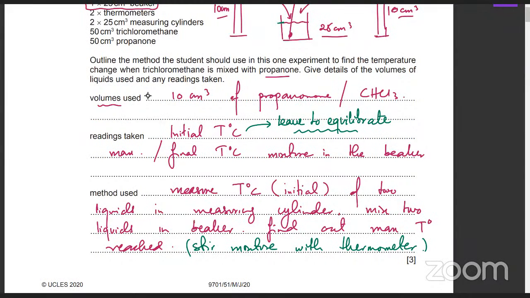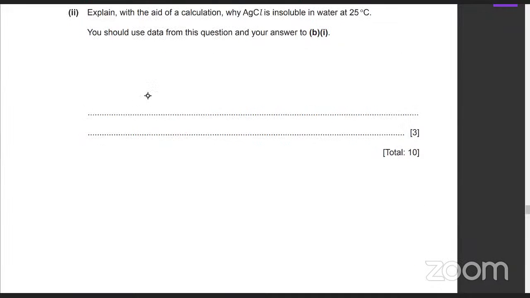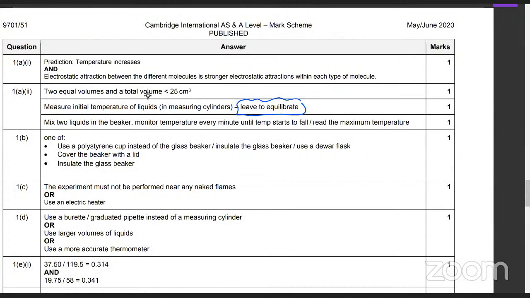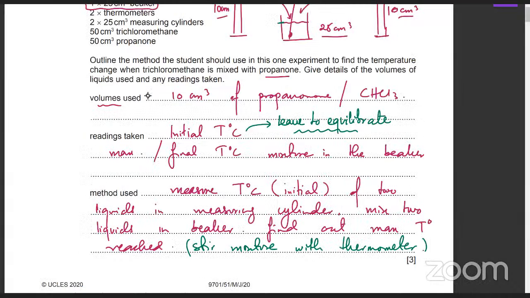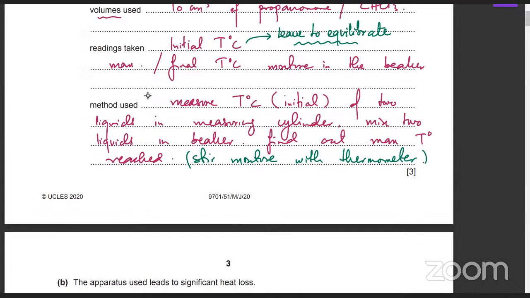And what else did he write? He wrote, mix the two liquids, monitor the temperature, or the maximum temperature. We read the maximum temperature. So I did not go for the stopwatch, because I don't think we have a stopwatch. We just read the maximum temperature that was reached. So next one.